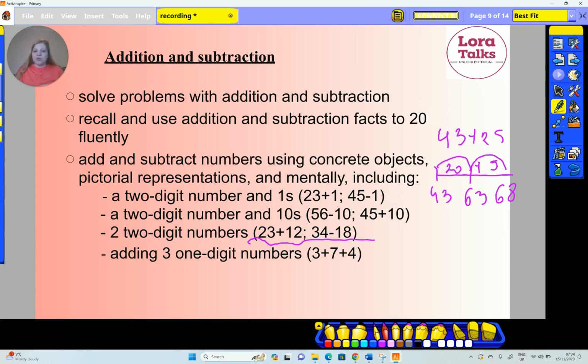And adding three one-digit numbers. With this type of thing, you'd try to help them to think 3 and 7 makes 10. So use number bonds, and then you add 4. Straight away, 14. So you teach them little strategies in there.